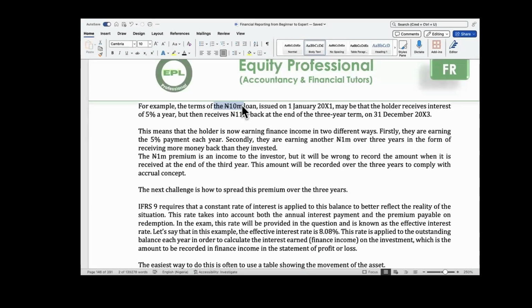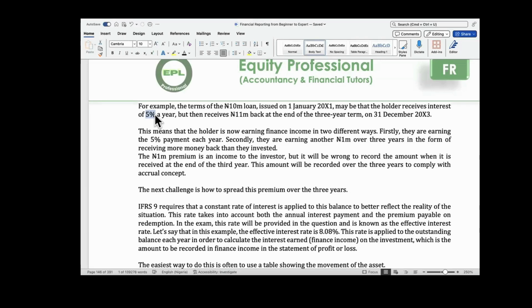So how do you then recognize it? Should it be equally? No, the standard doesn't allow that. What the standard recommends is that you try to convert that extra 1 million also to a rate, in such a way that instead of recognizing just 5% as income, you get a rate that might become higher than 5% to reflect that extra interest you're earning in the form of that 1 million.